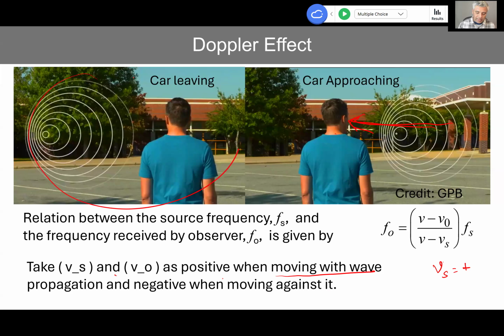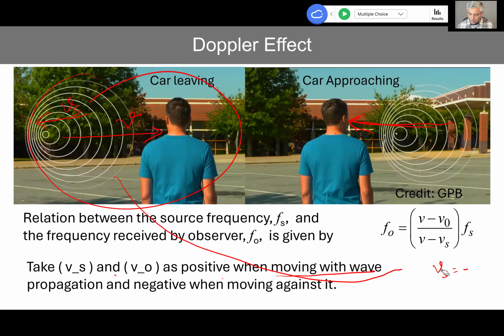Now, if we look at here, the car is now moving away. So the wave is coming towards the ear, so that means V is in that direction, but the car is moving that way, so Vs is in that direction. So they are in opposite directions. So in that case, what happens? Vs now becomes negative.